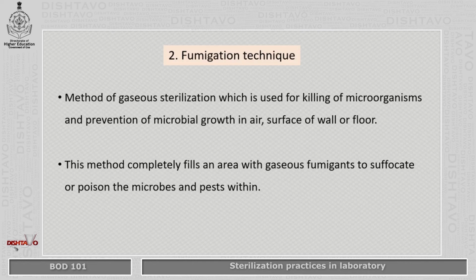Fumigation techniques. This is a type of gaseous fumigation wherein vapors are used. It is a method of gaseous sterilization used for killing of microorganisms and prevention of microbial growth in air and on the surface of walls or floors. This method completely fills an area with gaseous fumigants to suffocate or poison the microbes and pests within.